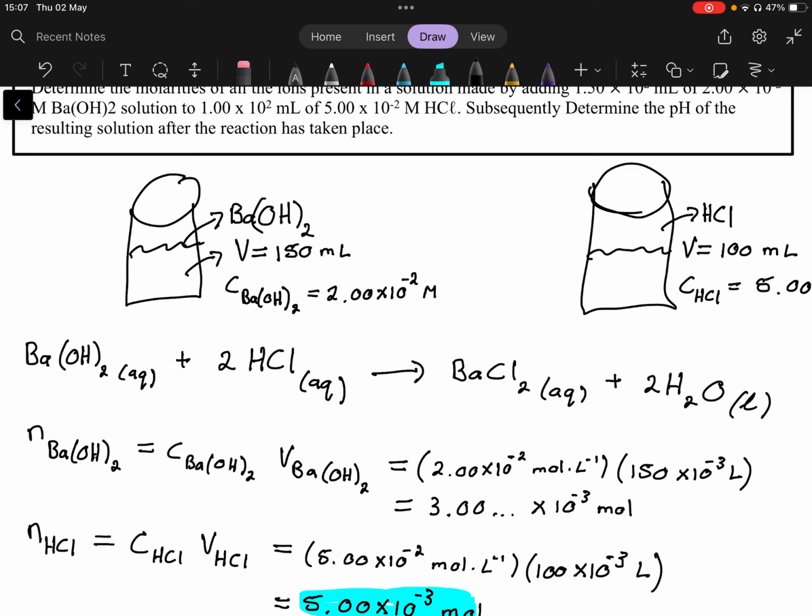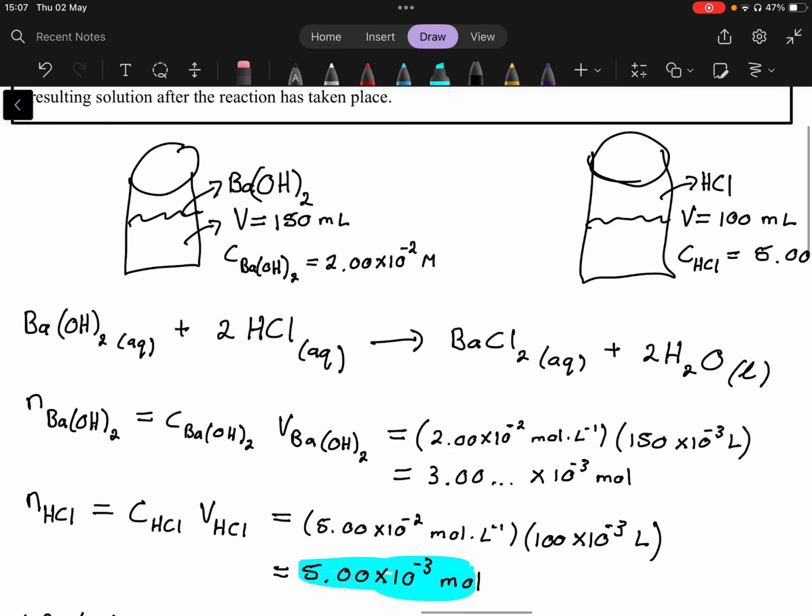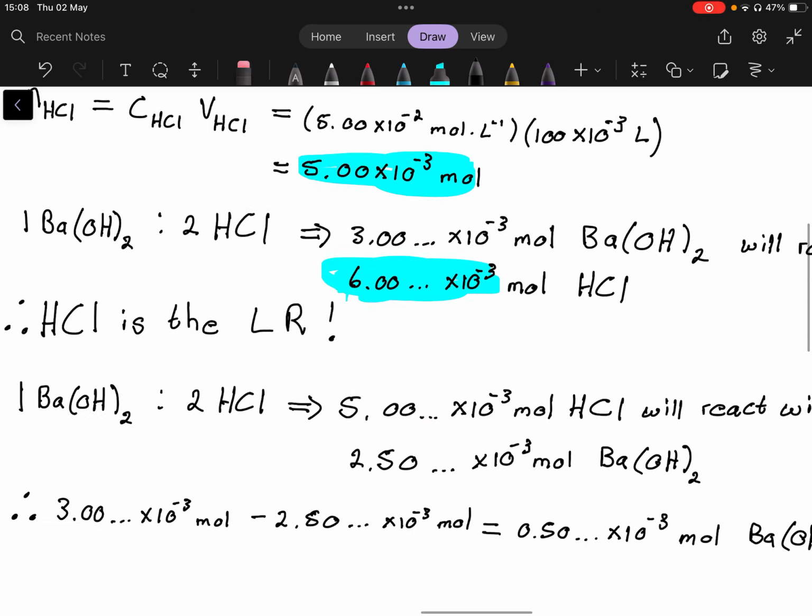Okay, so now let's look at our equation again. There's some barium hydroxide left. All the HCl has reacted. And what has it reacted to form? It has formed barium chloride and water. We're asked for the molarities of all the ions present after the solution has been made up. So the ions that will be present are barium, chloride, and hydroxide. Water is not an ion, so you don't have to worry about that.